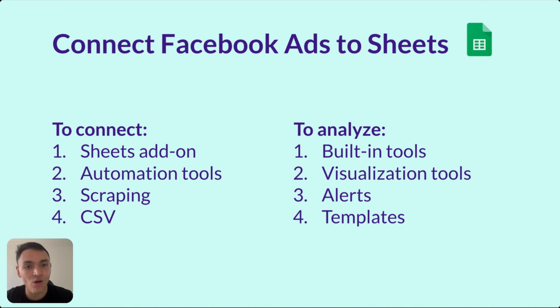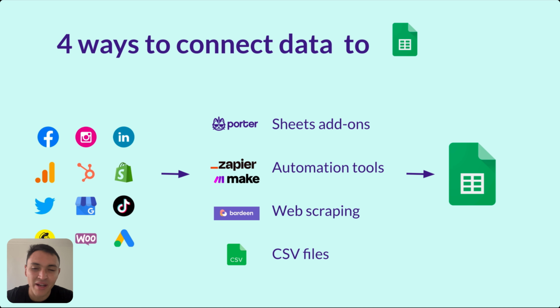And to analyze your data, we also have four ways. Built-in tools like pivot tables, conditional formatting, and formulas. You can connect your data to visualization tools like Power BI or Looker Studio. We can set Slack or Gmail alerts with tools like Zapier, and we can leverage templates to speed up your reporting. But let me go through every one of these possibilities that you have to analyze your marketing data with Sheets. First, remember you have four ways to connect your marketing data or your Facebook ads data to Google Sheets.